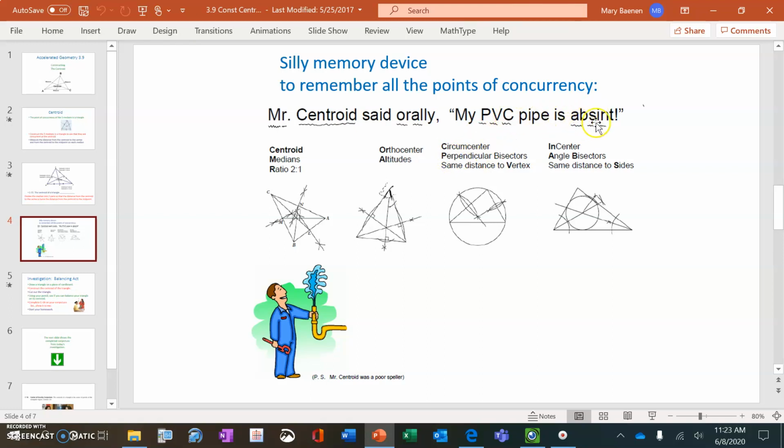My PVC pipe is absent, AB, S, IN, so have. The AB stands for angle bisectors. S stands for same distance to each side. And IN stands for incenter. So just some crazy little thing. You can just totally ignore this if you want. I just did that one day for fun. If you can come up with something better, please let me know. I'd love to change this one into something that's better.